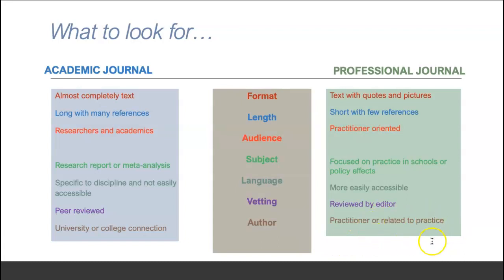Or just maybe somebody related to practice, for example, a community group or a parent group that has some clout in terms of their political size and their ability to go to the government and say, we want this to happen and that to happen. They may write an article in a professional journal. So that gives you an idea of many of the differences.